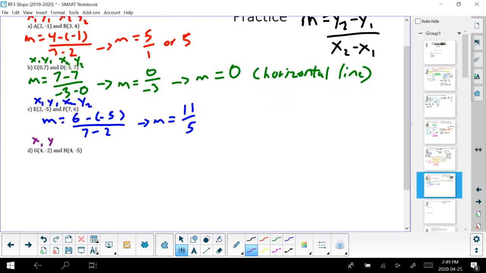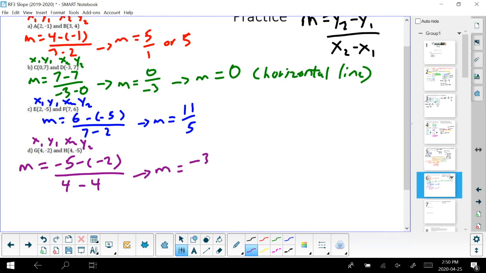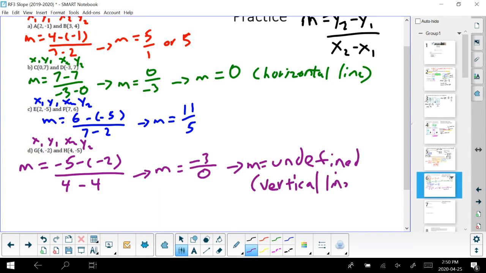Your last example on this page. Once again, label your points, and then we'll plug them into our formula. M is equal to y2 minus y1, so negative 5 minus a negative 2 over your x2 minus x1, so 4 minus 4. This gives me m is equal to a negative 3 because we have negative 5 plus 2 divided by 4 minus 4, which is 0. Anything divided by 0 is undefined. So we have an undefined slope, which means that we have a vertical line.